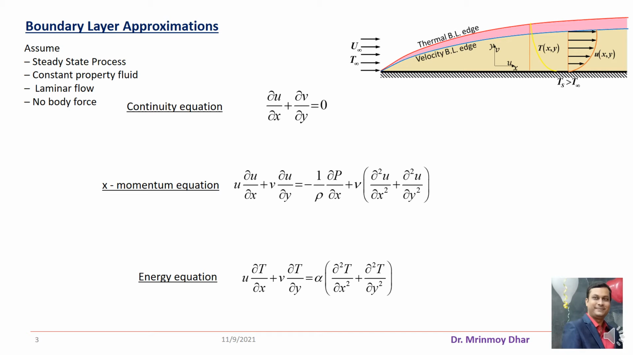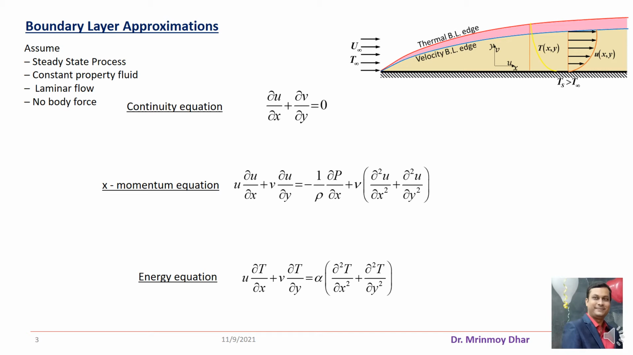So for this analysis, the first step is to simplify the governing equations, and for this what we do is called boundary layer approximations. This is a very important step for analyzing any boundary layer problem. So in this video I will not go into finding the solution for velocity and temperature. I will only show how the boundary layer approximations are done. My objective is to conceptually make clear how these approximations are made.